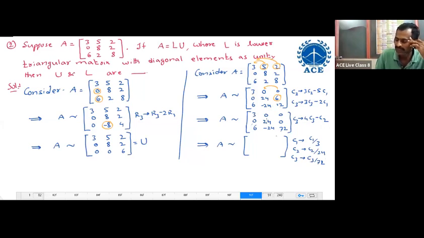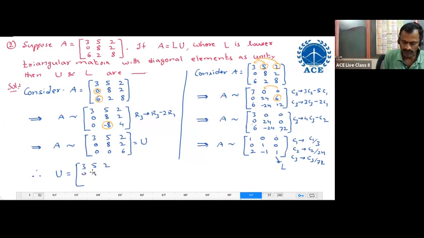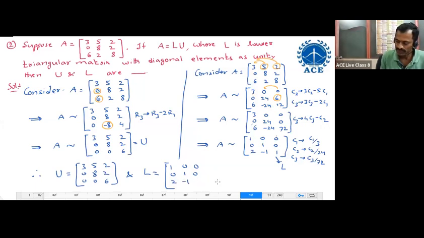If you divide the first column by 3, then this is 1, 0, 2; then 0, 1, -1; 0, 0, 1. This is L. Therefore, U equal to [3, 5, 2; 0, 8, 2; 0, 0, 6] and L equal to [1, 0, 0; 0, 1, 0; 2, -1, 1].